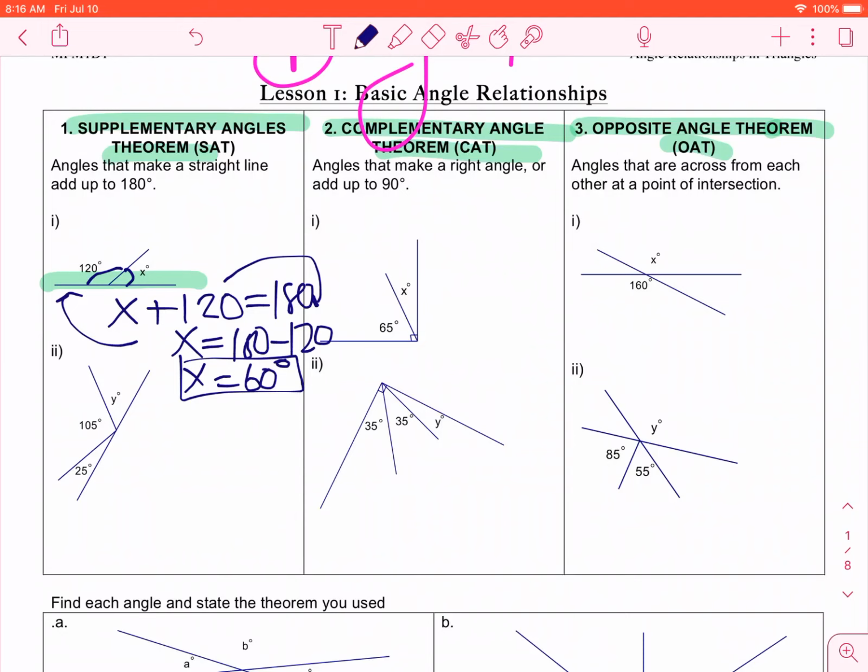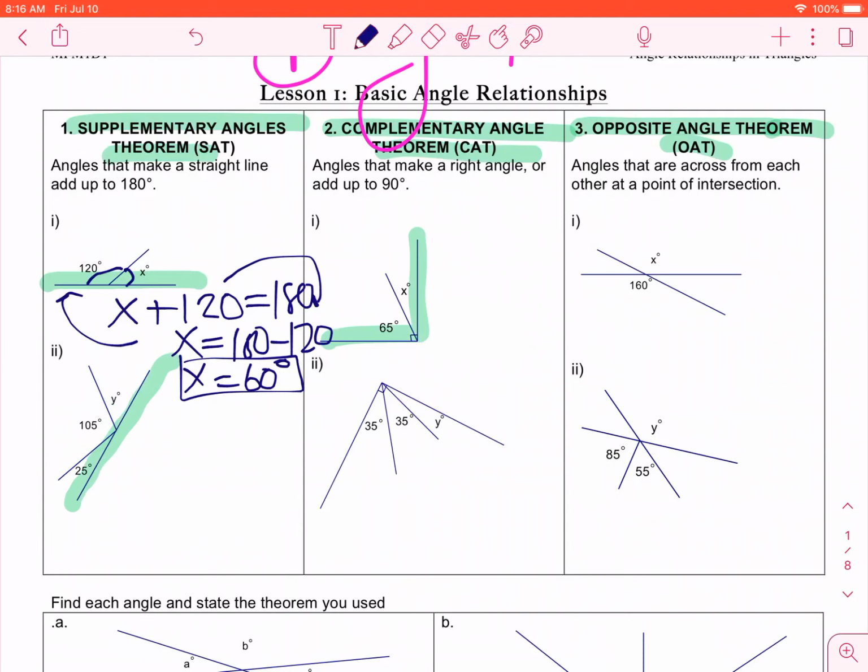Now remember, a straight line adds up to 180. So in the event where you have a straight line but there are multiple line segments, you know that collectively they add up to 180.